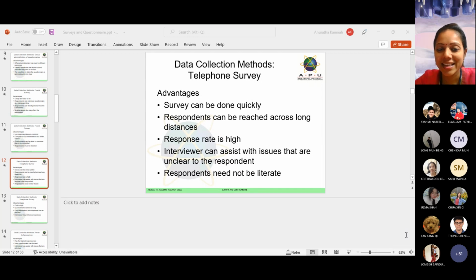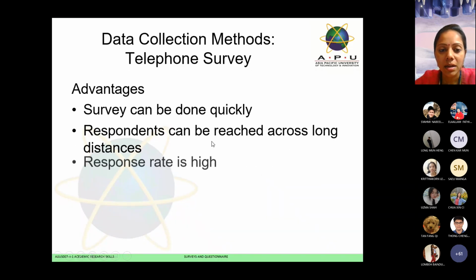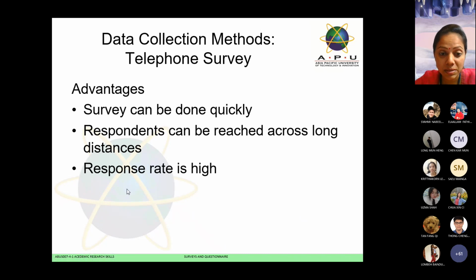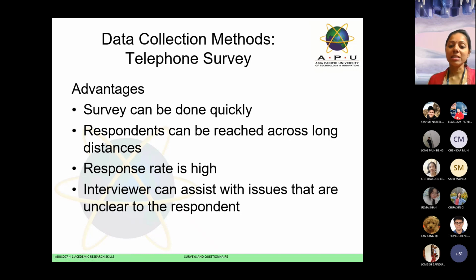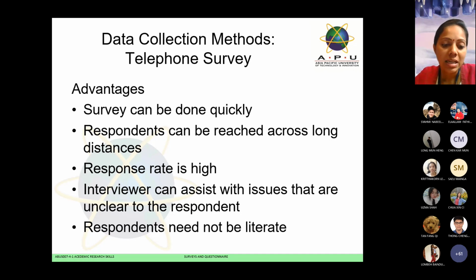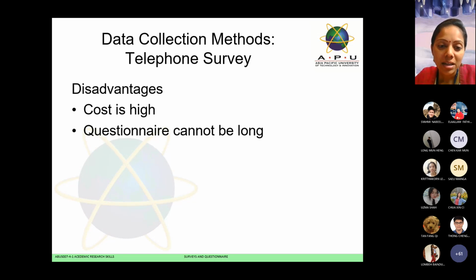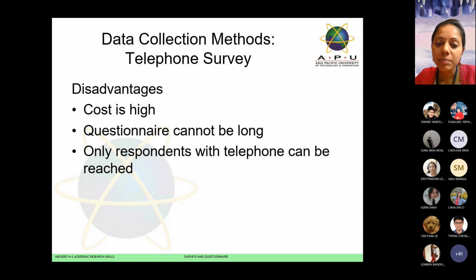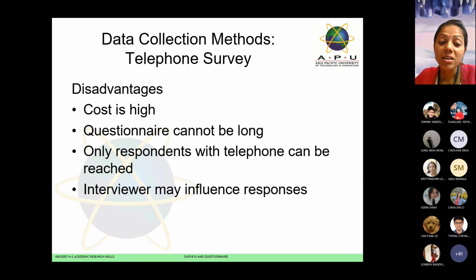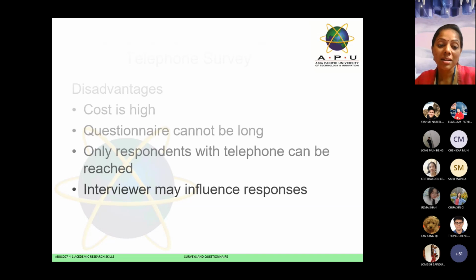No. Okay. Now, coming back to our slides here, all right. So telephone survey, it's very quick. Yeah, that's good. Respondent from long distance can be reached. Response rate is pretty high. Okay. Interviewer can assist with issues that are unclear to the respondent. All right. And respondents don't have to be literate because you are not going to write anything. You're not going to read. You're just going to speak. All right. Okay. But the problem is the cost can be high. You cannot ask so many questions if it's over the phone. Only people with telephone can be reached, and this still happens. Yeah, even in Malaysia, certain parts of Malaysia, people may not have a telephone. Interviewer, this is where the interviewer is coming in, may influence the responses.